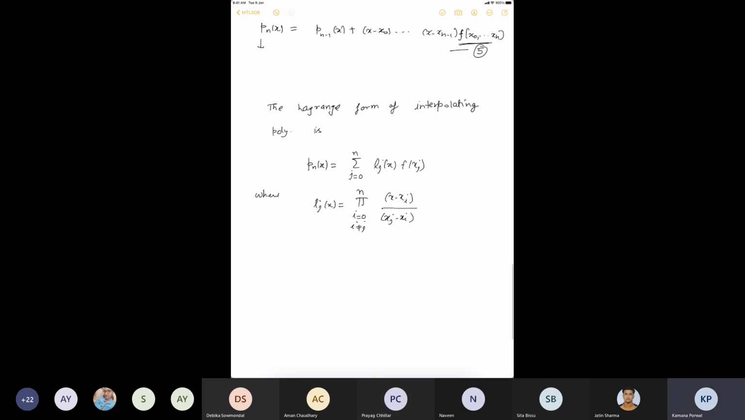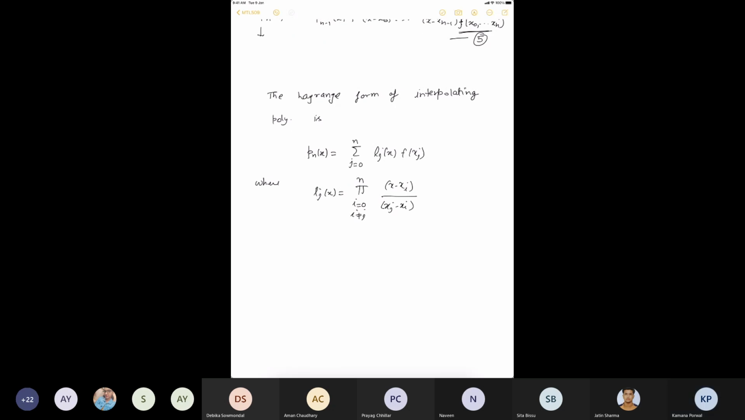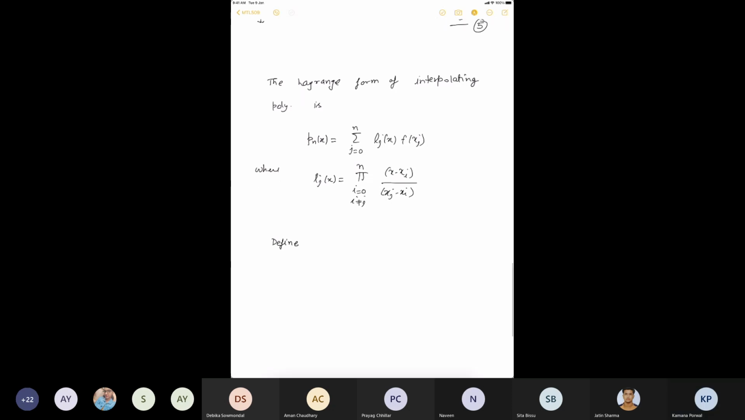So we have this form of the Lagrange interpolation. I'm just going to do a little simplification here. Note that in the numerator of the Lj(x), we have all these factors x minus xi, right? So I'm going to define a function psi_n(x) as this polynomial, the product of x minus x0, x minus x1, up to x minus xn.